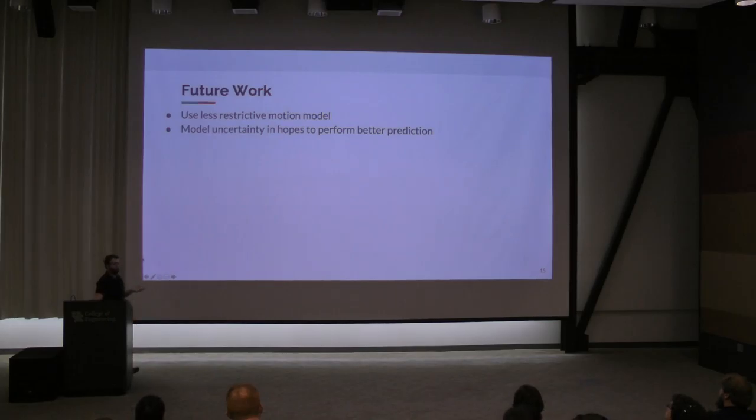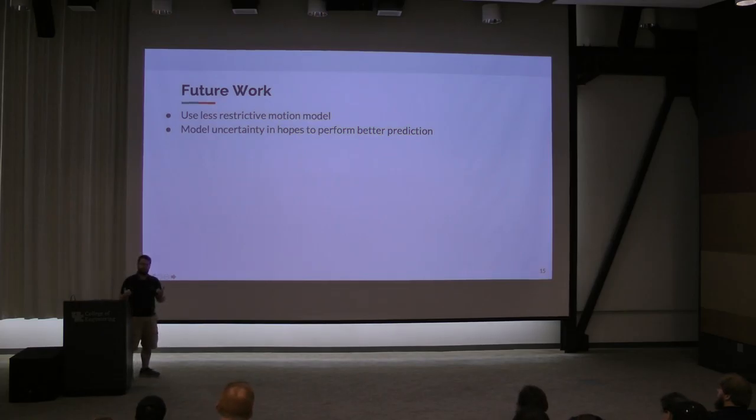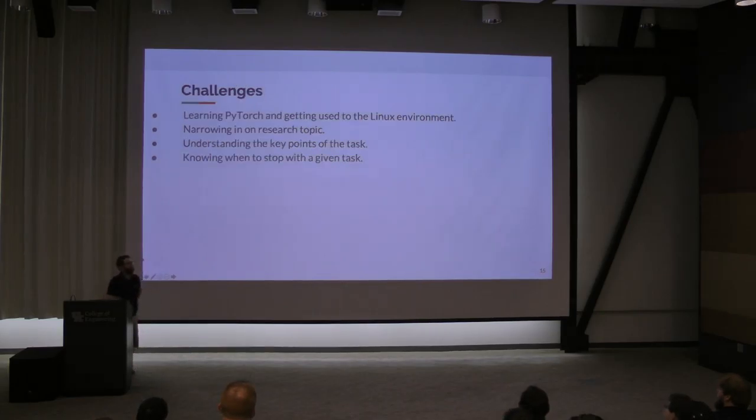And then we have some future work that we're working on, like maybe trying to find a less restrictive motion model, so not assuming that the flight path is linear. And then also maybe modeling uncertainty with the flight path, because we can't know for sure where the LiDAR sensor was. And then just over the summer, there were some challenges of learning the Linux environment and knowing when to stop with some ideas, because you don't want to go off the deep end or delve too far into it. It's not going to lead anywhere.